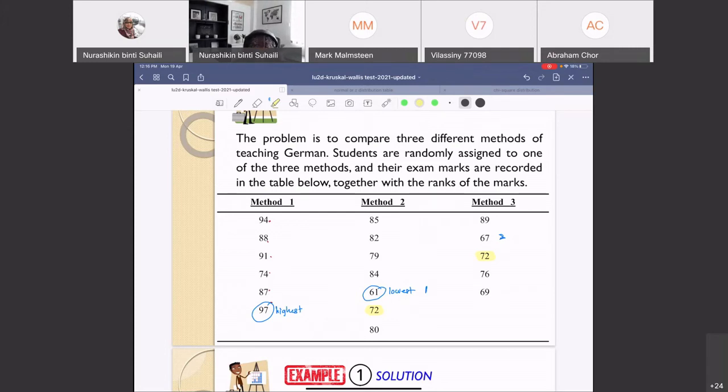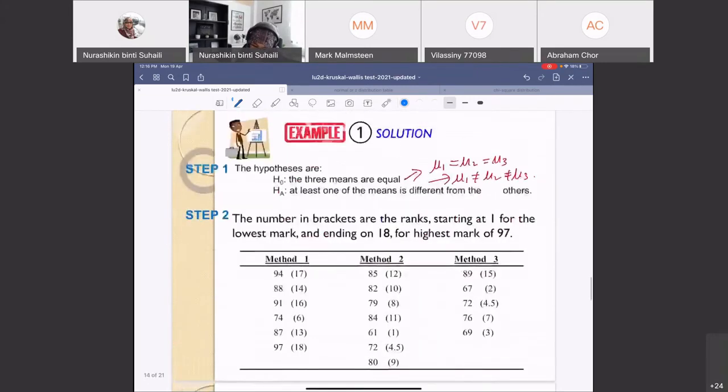So you start ranking: 61 as 1, 67 as 2, and then 69 is number 3. You can follow me, right? I hope you understand what I'm doing now. Number 3 is 69. What else? Number 4 is what? The fourth rank is 72. Okay, so now you can see. Is it correct with that?